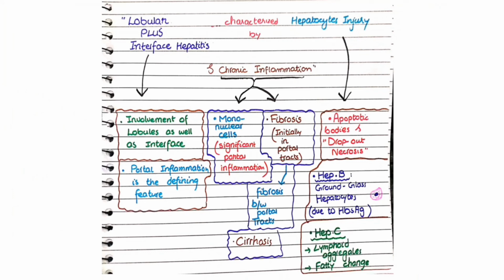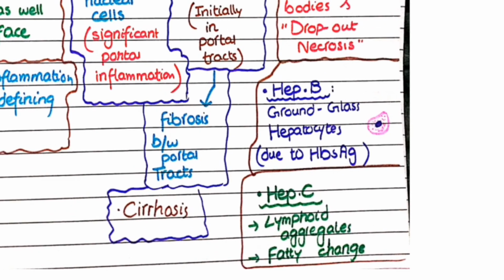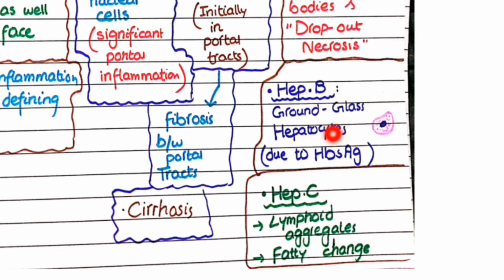Let me summarize. Our first key was lobular plus interface hepatitis, which meant that there is involvement of lobules as well as interface. And portal inflammation is the defining feature of chronic viral hepatitis. Secondly, as far as the hepatocytic injury was concerned, it is present as apoptosis or largely as dropout areas of necrosis. And the specific features in hepatitis B and hepatitis C were that hepatitis B is characterized by ground glass hepatocytes due to hepatitis B surface antigen, and hepatitis C is characterized by lymphoid aggregates and fatty change.